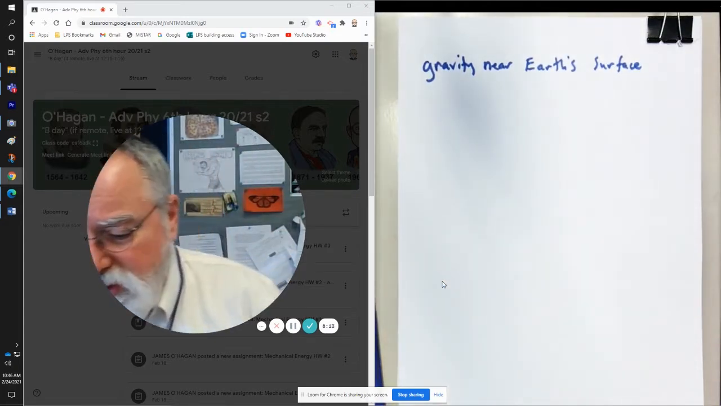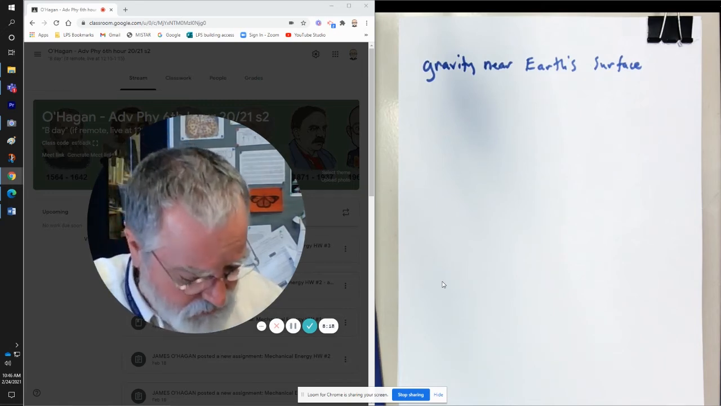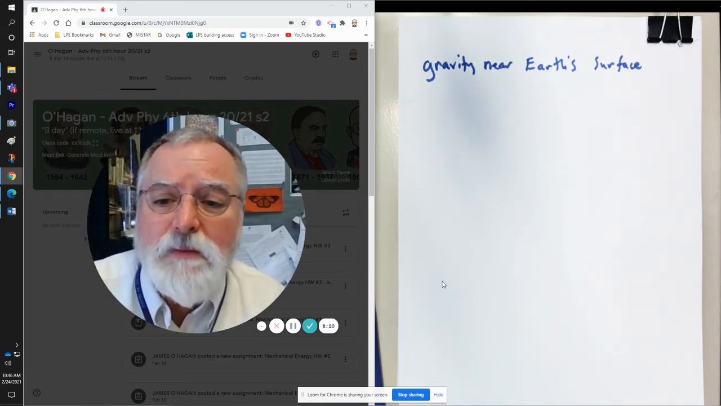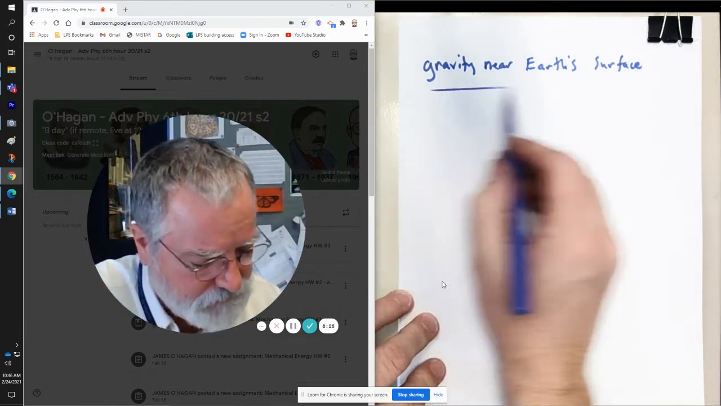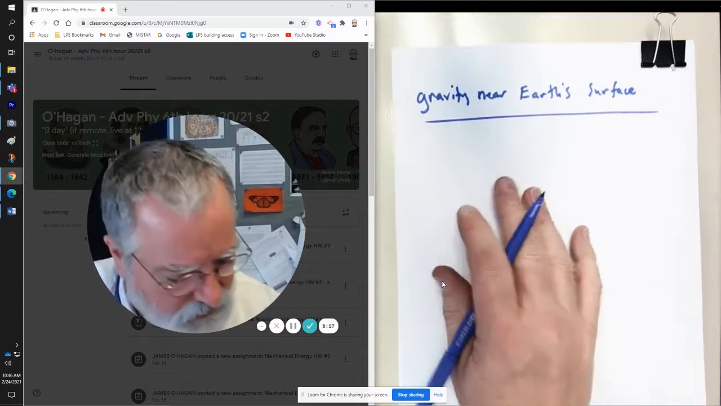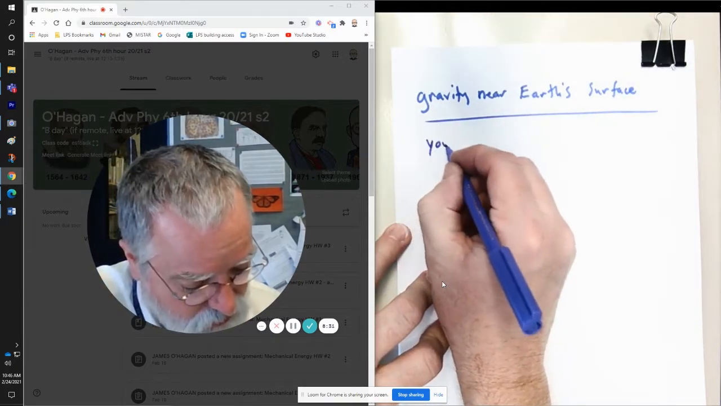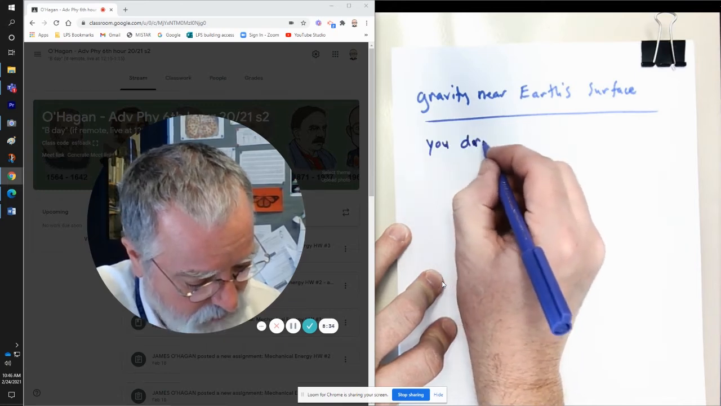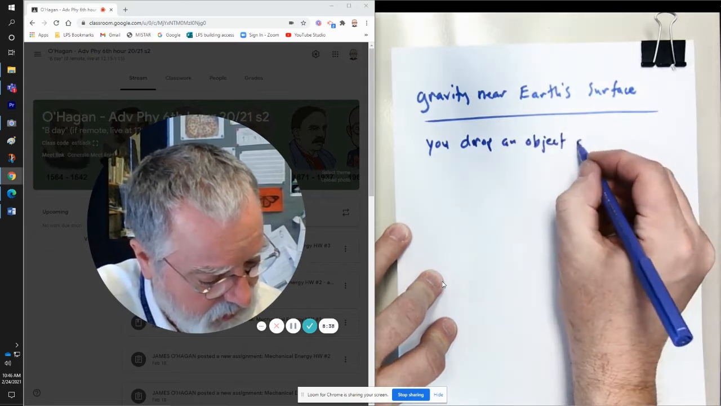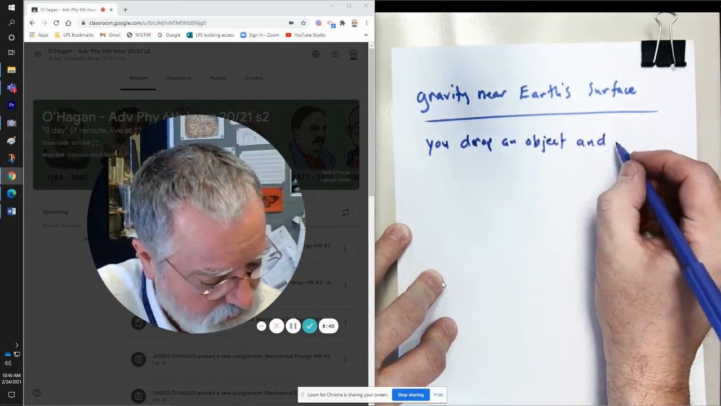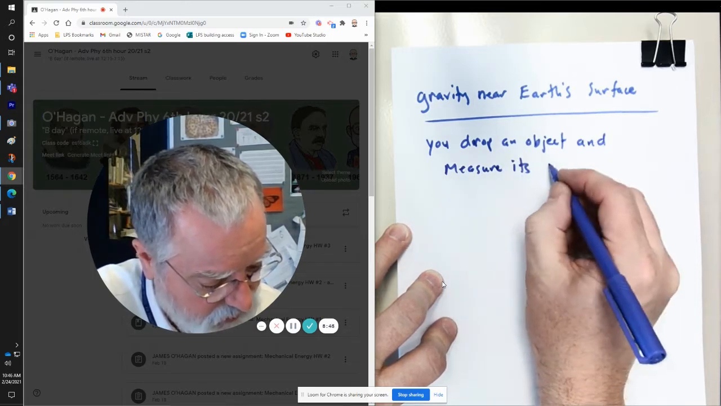Gravity near Earth's surface. Here's where it gets a little bit kind of crazy. If you take an object and drop it, and you want to know its acceleration. So acceleration, all right, so here we go. You drop an object and you measure its acceleration.